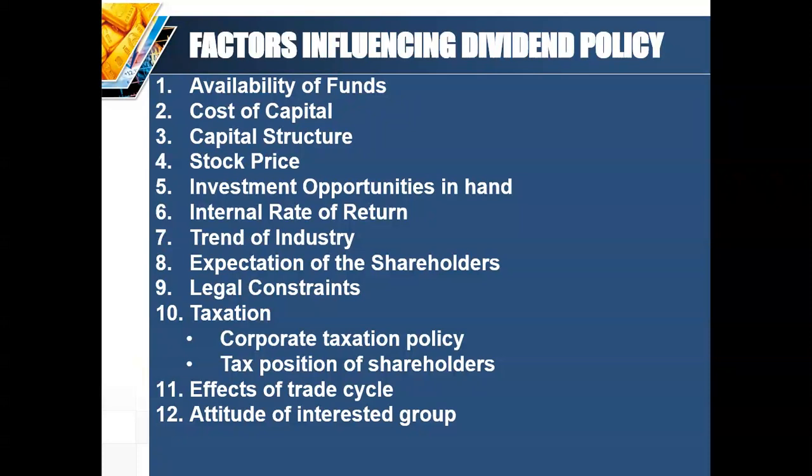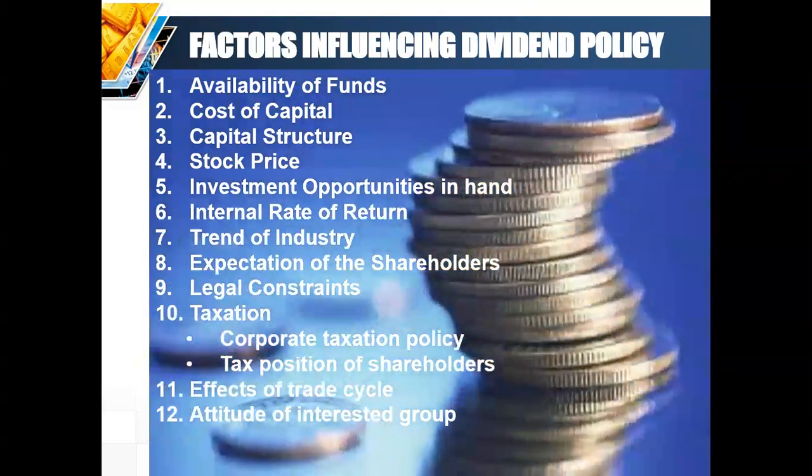Right. Then effects of trade cycles: depression, recession, boom, and general trade cycles and business cycles will also affect the dividend policy. And the attitude of the interested group: if they want to go for dividend distribution to the shareholders, then they can go for it. It depends on the interested group, the stakeholders, meaning shareholders, and how they are showing interest in that particular company. These are the different factors influencing the dividend policy.